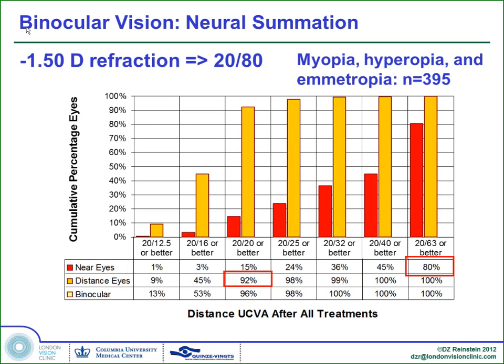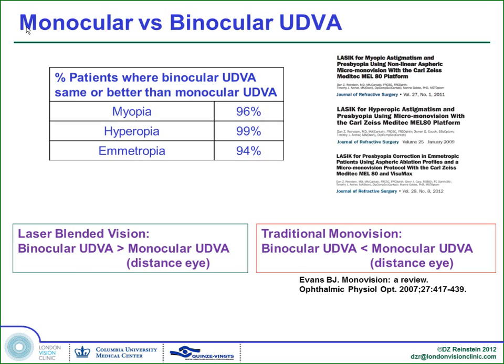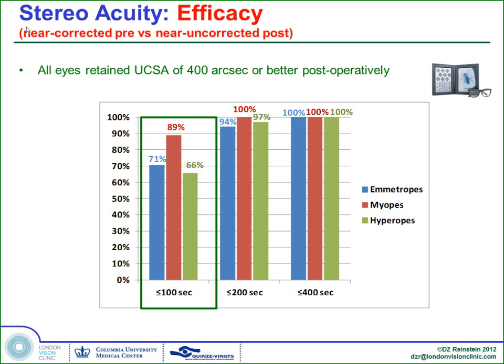92% of the distance eyes have 20/20, but when you add the eyes together, the distance vision goes up to 96% because there's fusion and there's a contribution at distance from the near eye, even though it's 20/60. And here you see practically all patients see at least the same at distance or better binocularly than they do monocularly, which is the opposite with monovision.